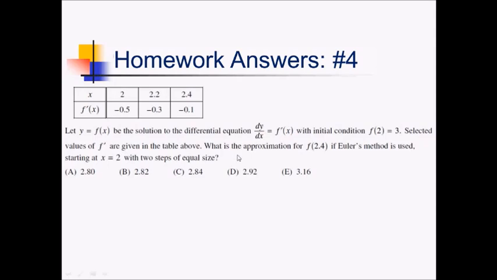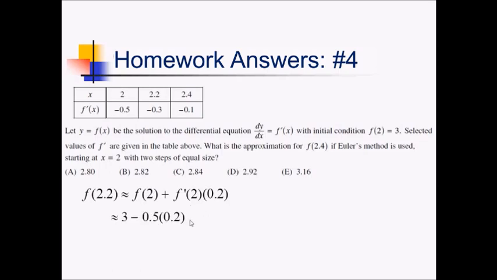I'm going to start by figuring out f of 2.2 approximately. Then I'll use that to get f of 2.4. So f of 2.2, that's going to be f of 2 plus f prime of 2 times our step size of 0.2. F of 2 they gave us over here, it's exactly 3. F prime of 2, we actually can get that from our table here, that's negative 0.5, and then we have our step size of 0.2.